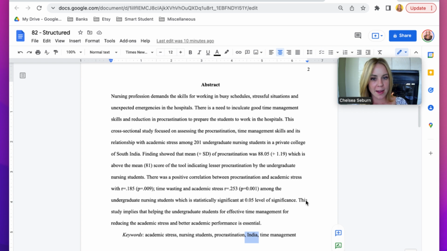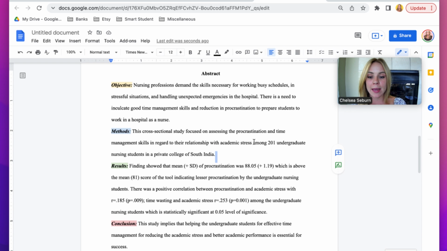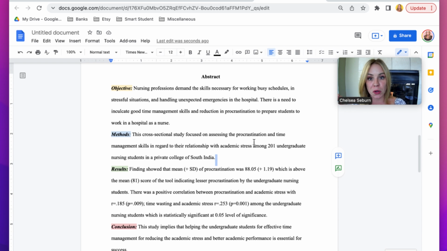Okay, so remember how I said all abstracts contain those 4 components? That's exactly how I want to break this down for you, per component. So as you can see here, we have the objective, methods, results, and conclusion. I'm going to read through each one and we'll talk about it briefly. Okay, to open your abstract, it's great to start with the objective.